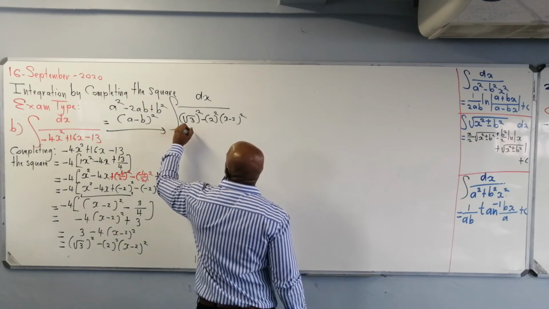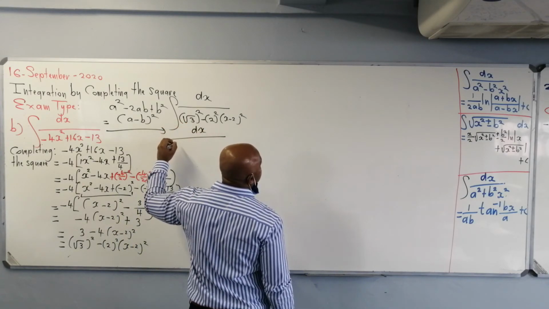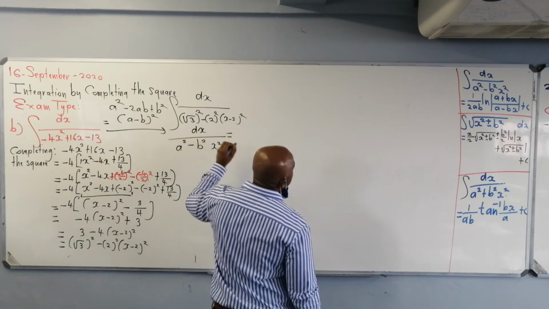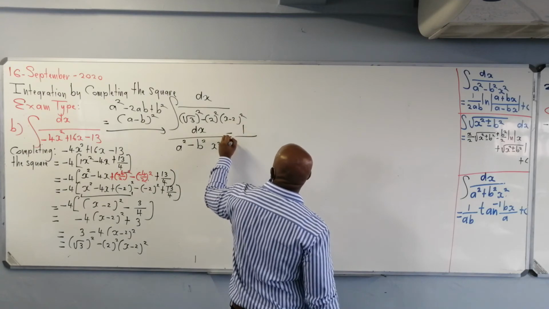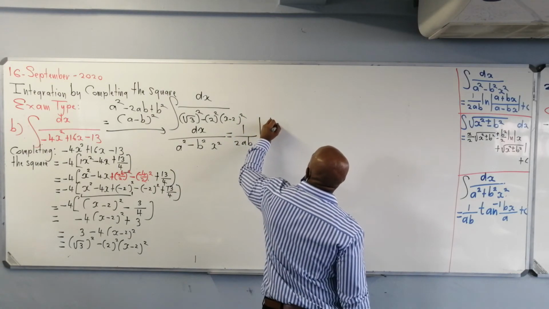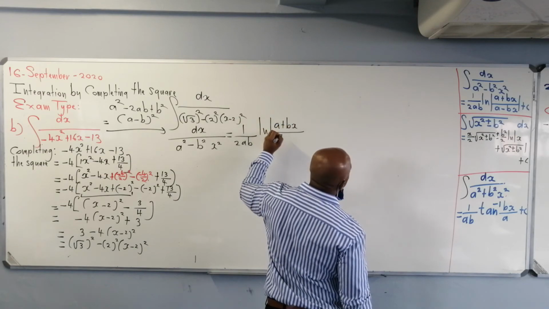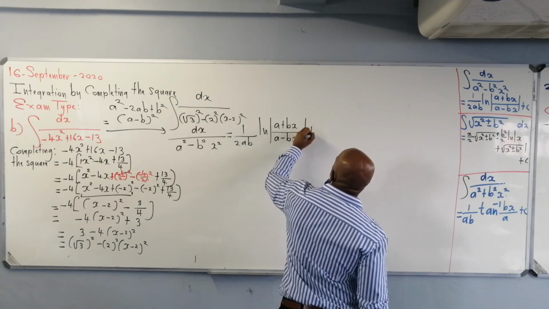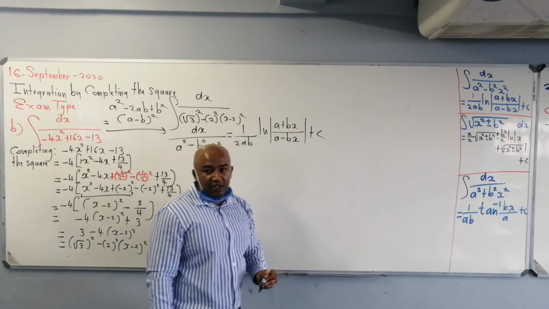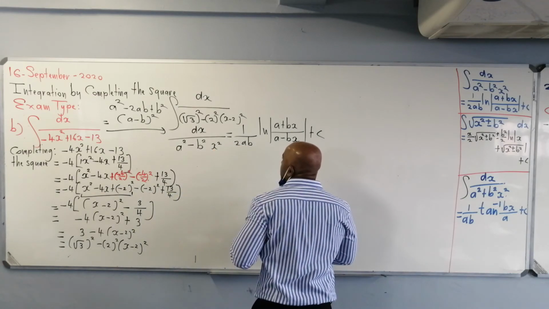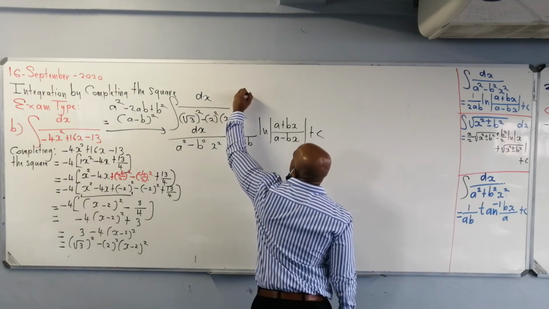So we know that it is dx all over a squared minus b squared x squared, which is going to equal 1 over 2ab ln absolute value of a plus bx over a minus bx, plus c. So you copy down the formula very fast from your formula sheet. And now, let's not make a mistake. What is our a, b, and c?